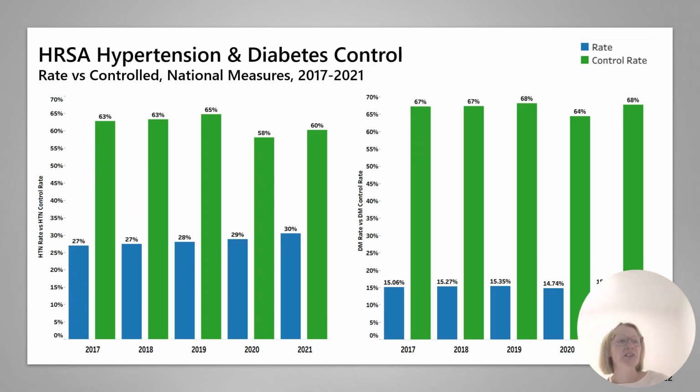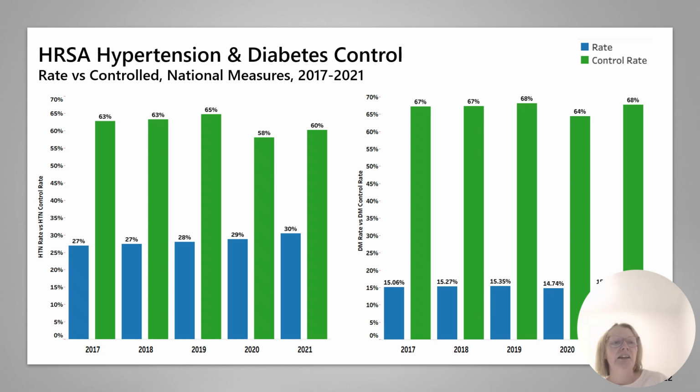This next visualization shows the rate and controlled rate of hypertension from 2017 through 2021 on the left and the rate and controlled rate of diabetes during the same years on the right. The blue sections represent the chronic condition prevalence rate, and green represents the controlled rate of the chronic condition.